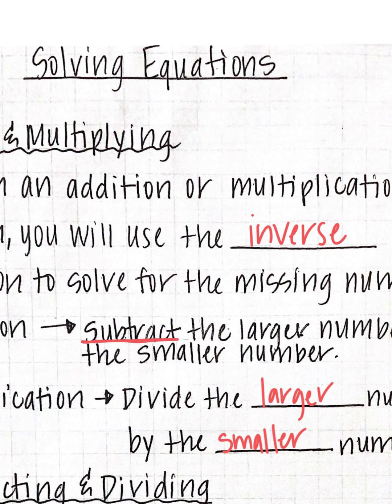So if I'm adding, in order to solve it, I'm going to subtract. If I am multiplying in my problem, I will divide in order to solve it. Inverse means opposite. We talked about that when we talked about our properties of operations, number properties. Remember, commutative, associative, identity, inverse is opposite.